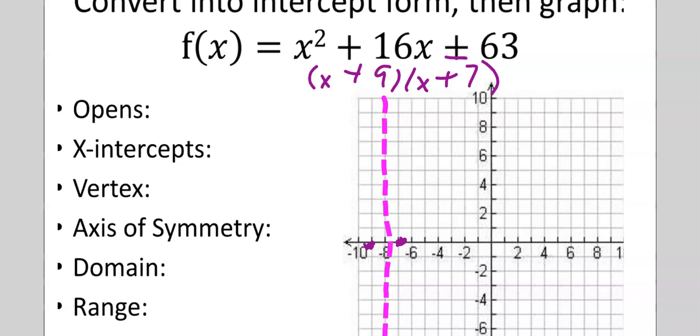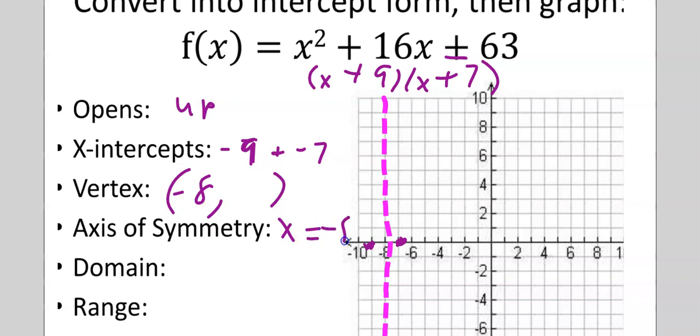Okay? So what do we got here? It is opening up because it's positive. My x-intercepts are -9 and -7. The vertex is going to be at -8 something. And the axis of symmetry is x equals -8. I don't know why I just put a parentheses there. I was thinking of the vertex. The domain, we already know, is going to be this.